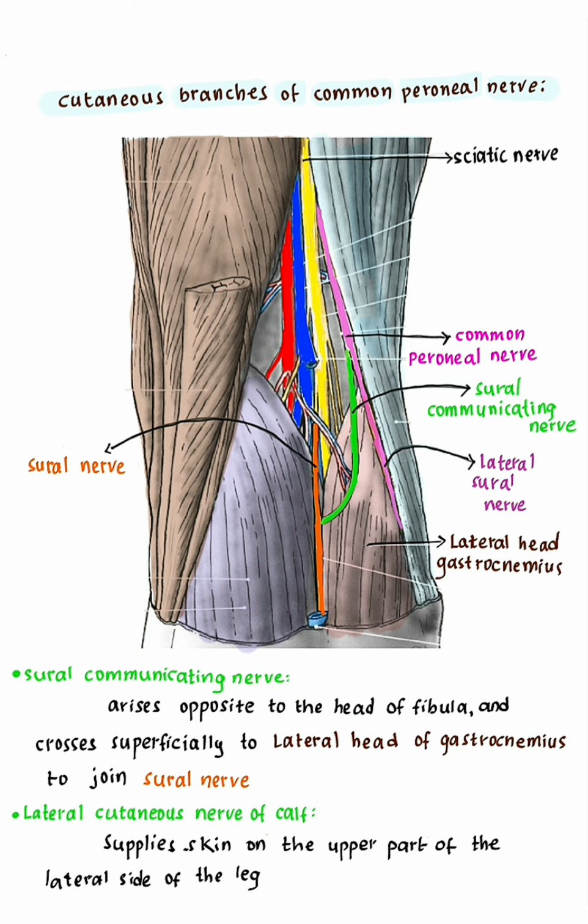Common peroneal nerve gives two cutaneous branches: sural communicating nerve and lateral cutaneous nerve of calf. Sural communicating nerve arises opposite to the head of the fibula. It passes superficial to lateral head of gastrocnemius and then joins sural nerve.